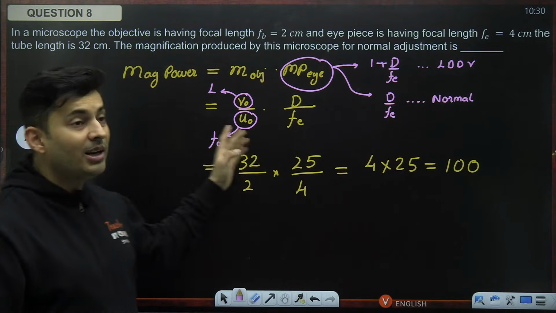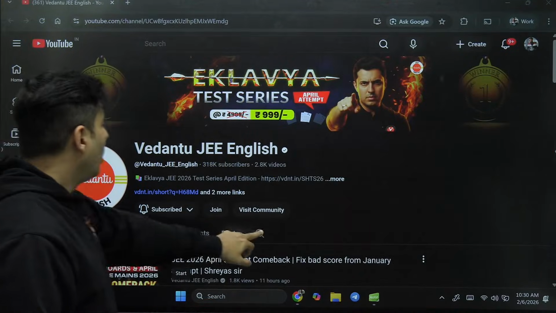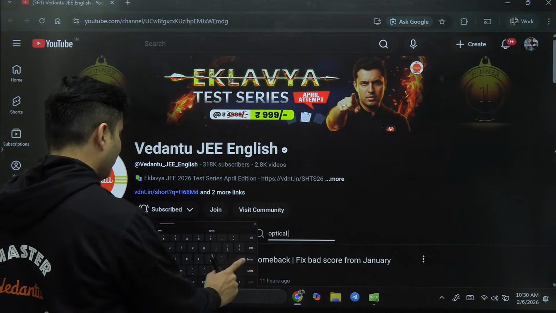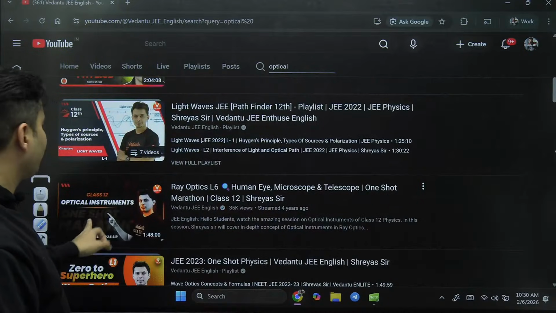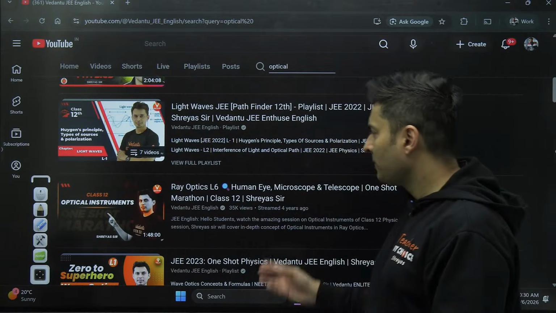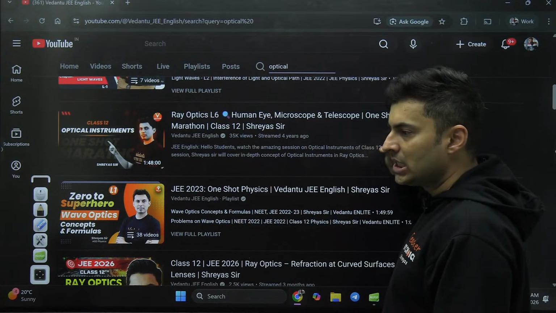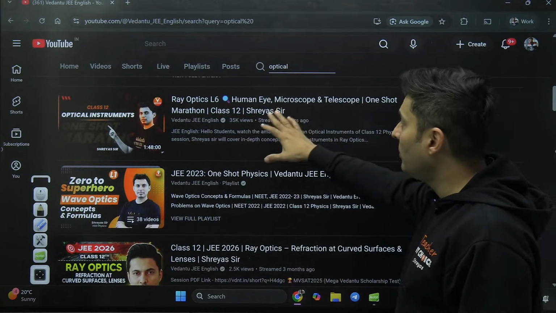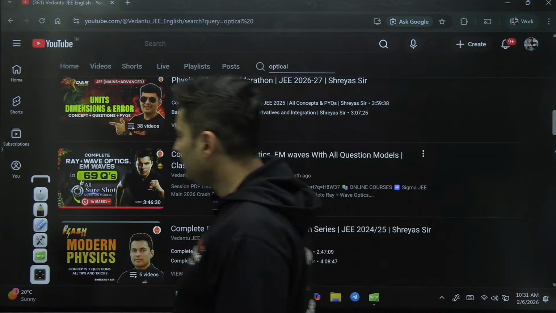See, in many books, some weird formulas are given, and they give it in different ways. I would suggest, if you want to complete optical instruments, just go to the channel and write optical. Even if you write optical, I think it is more than enough. This marathon I had conducted, this is something which you can do. Human eye, microscope, telescope, one shot. Please go through it. Optical instruments, one shot. Properly I have done it. It's a beautiful session, and I have explained every single thing, right from human eye to microscope to telescope. So please go through it.